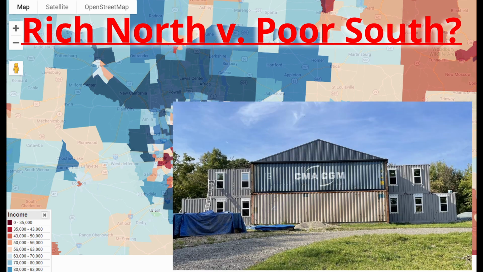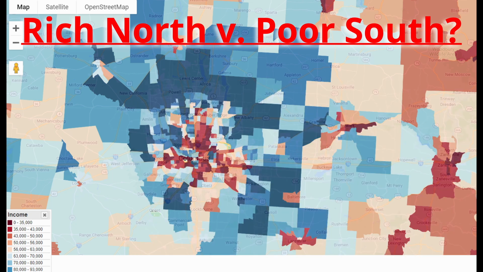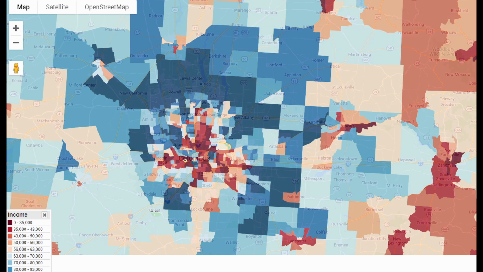I normally post videos about my shipping container house build. This one is a little different. If you look at this map, you're going to see the income distribution of the city of Columbus, Ohio. I used to live there, and I noticed that the wealthier suburbs are generally in the north, and the less affluent areas are in the south.